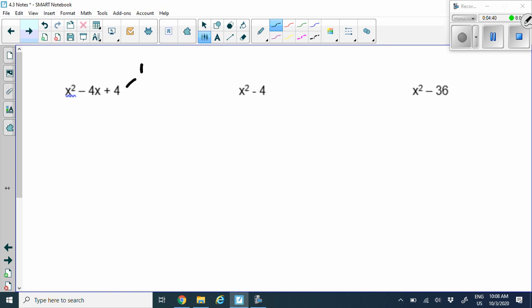Okay, let's see what you got. So factors of 4 are 1 and 4, 2 and 2. The only pair is going to be that 2 and 2.